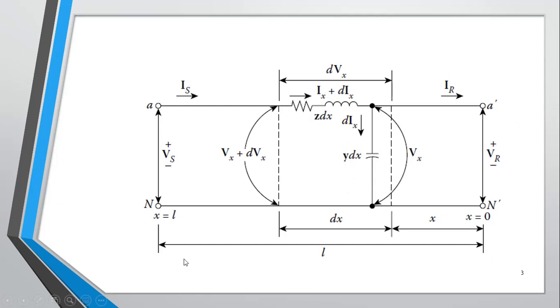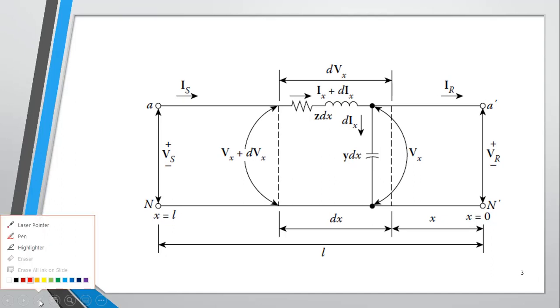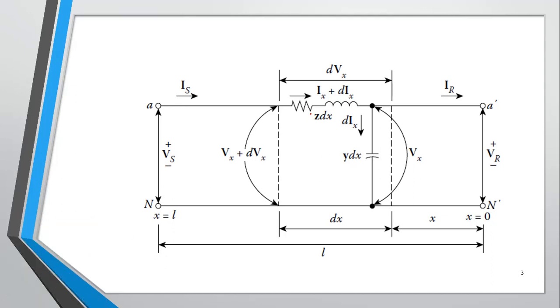Now, if you see this diagram, we have an input Vs, the sending end voltage, and the receiving end voltage is Vr. Similarly, the sending end current is Is, and the receiving end current is Ir. In between the sending and the receiving end, we have inductance and resistance. So we are considering a small portion of the transmission line, and we consider that the voltage drop across this small portion is dVx, and the current is dIx.